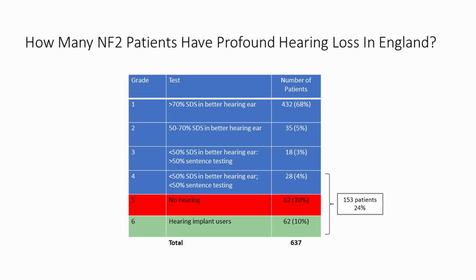And it's really this group at the bottom of that chart that I showed you before. So in NF2, we've got about 24% of our patients that fall into a category that would require some kind of auditory implantation. Okay, next slide, please.